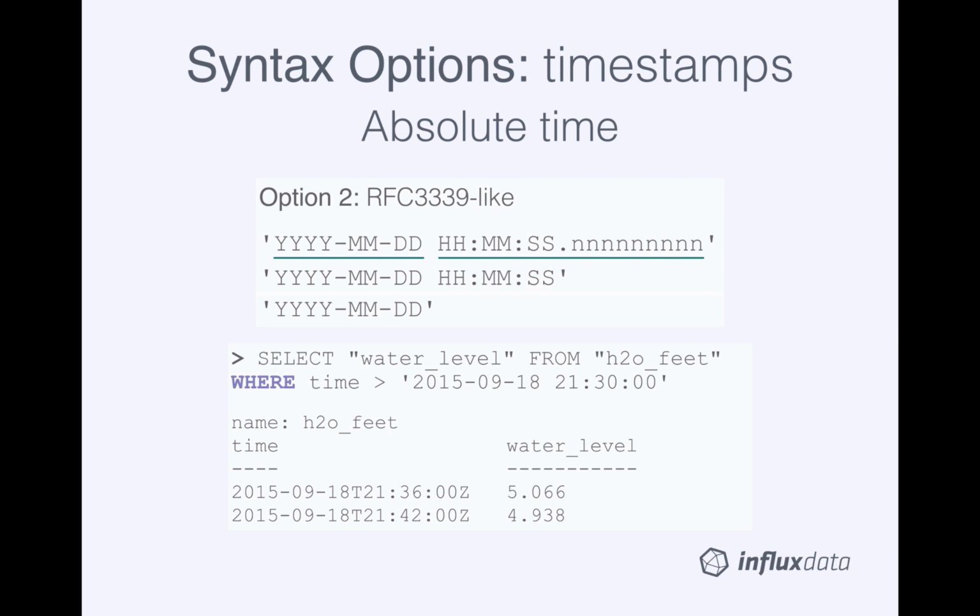The example on this slide uses the RFC-like timestamp to select all values of water level in the H2O feet measurement, with timestamps that occur after September 18, 2015 at 9:30 p.m. In the results, you can see that 2 data points satisfy that requirement.